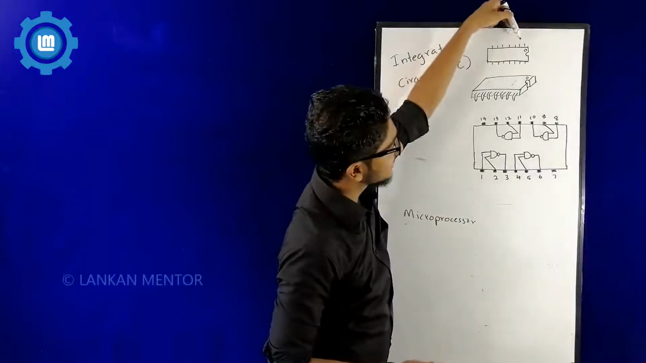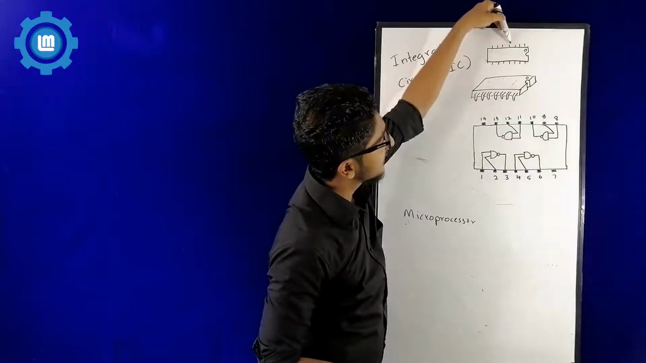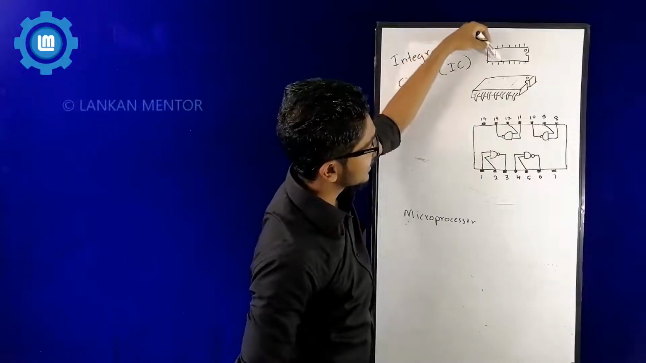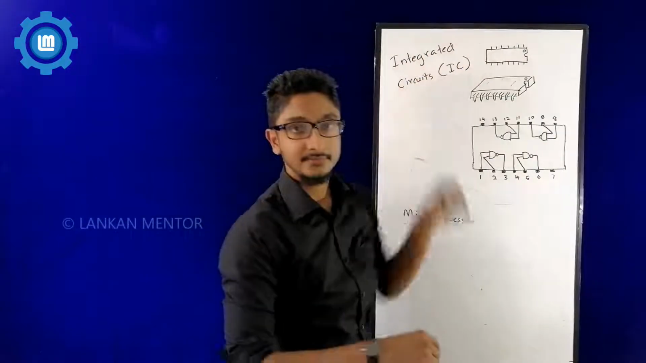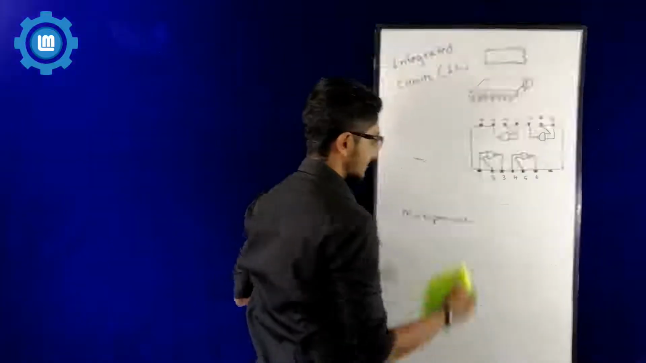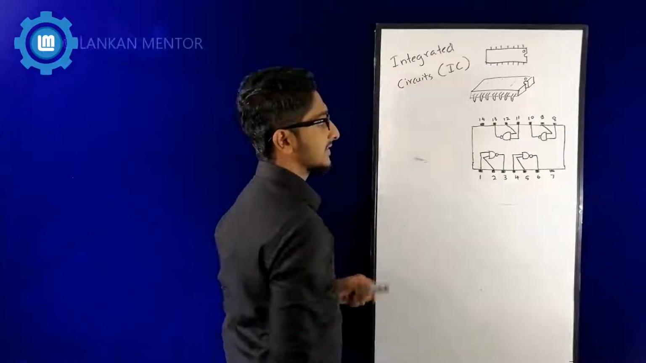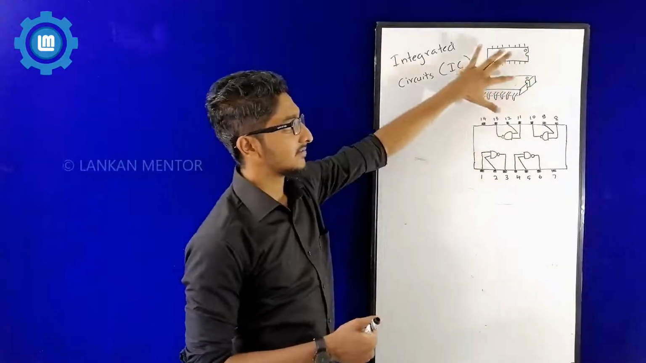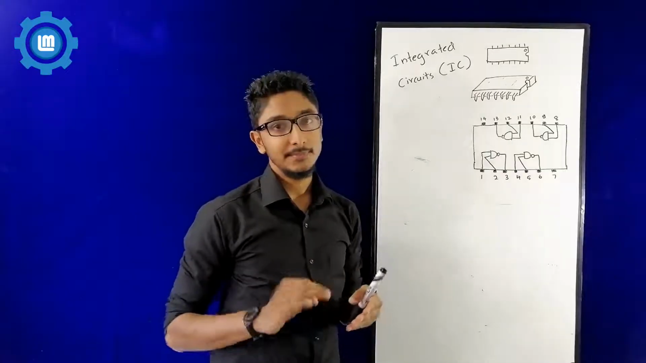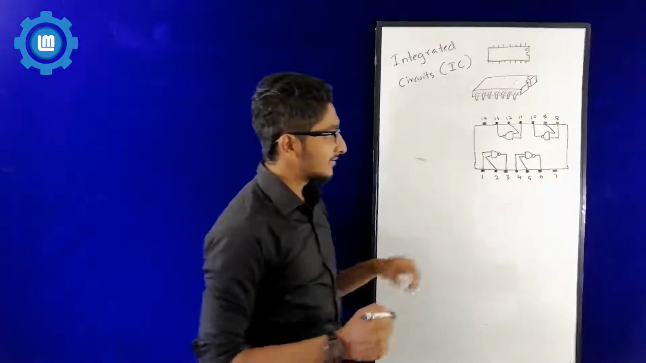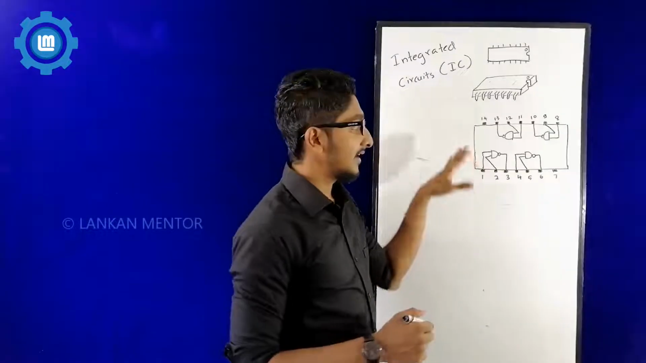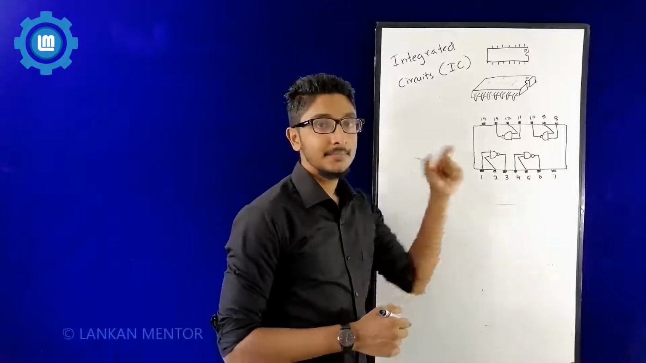So it will be like this: 1, 2, 3, 4, 5, 6, 7. Then come here 8, 9, 10, 11, 12, 13, 14. Just like that. Almost all ICs have this notch and the circular part, so you can identify what the pins are.